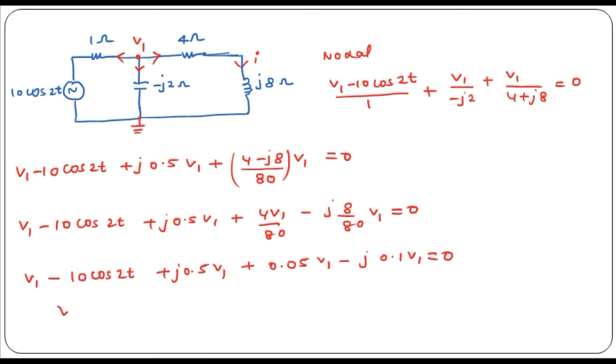So let us take V1 common. Let us first add these two terms. We are getting V1 plus 0.05 of V1, so 1.05 of V1, and plus 0.5 minus 0.1, it will be j 0.4 of V1. This 10 into cos of 2t will go on the right hand side, so it will be equal to plus 10 into cos of 2t. Okay, so we can write this V1 as 10 into cos of 2t divided by 1.05 plus j 0.4.